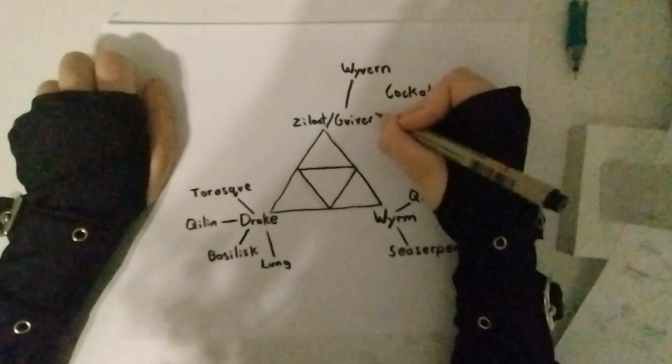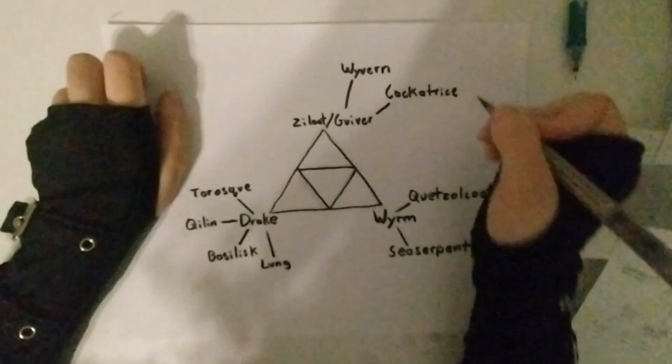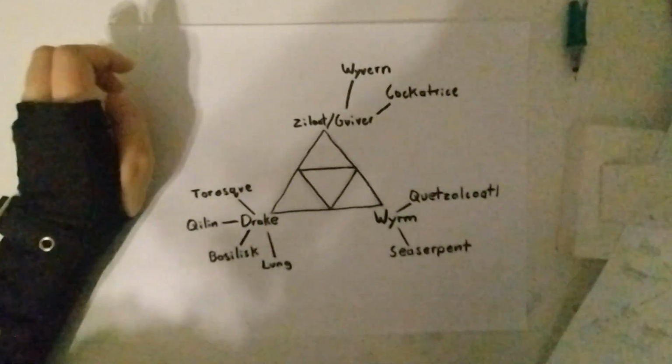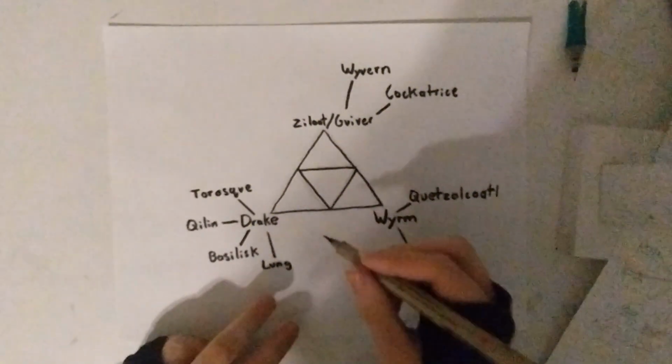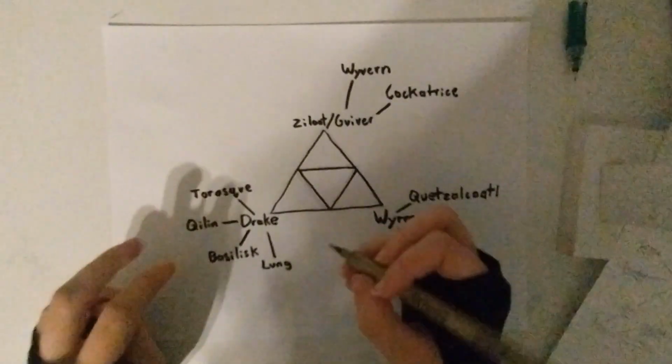And look, it's my favorite dragon, the chicken one. Love me a cockatrice. So with that, our 4 dragon points are done. The 4 primary dragons, if you will. But we have 5 more.